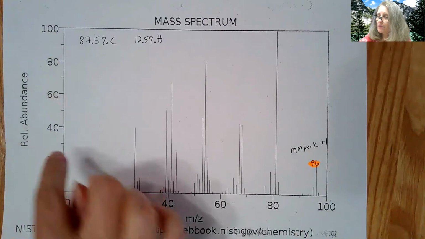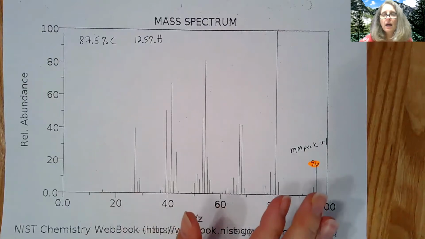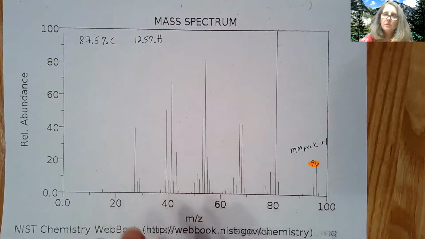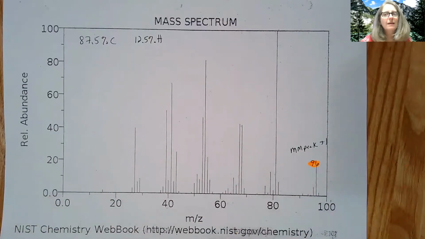So we have the relative abundance here, and the mass per charge ratio. All of these sticks have meaning to them, and I'll explain that to you in another example, because there are other purposes than just finding the mass. So scientists use this in different ways.